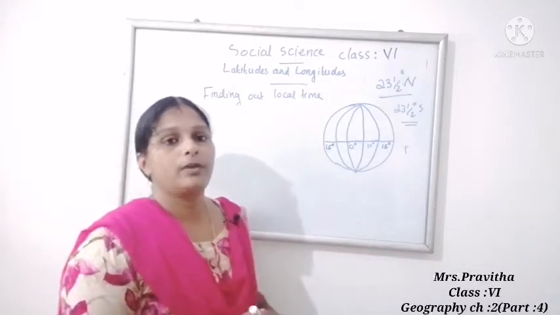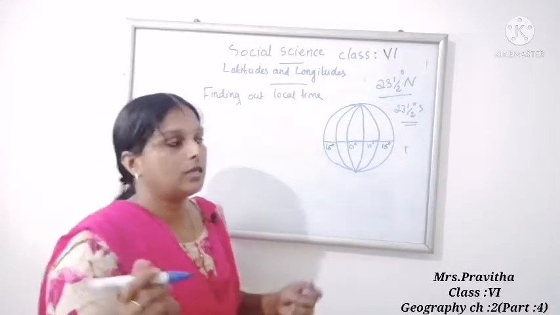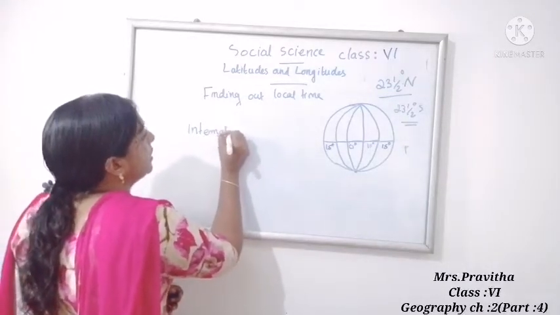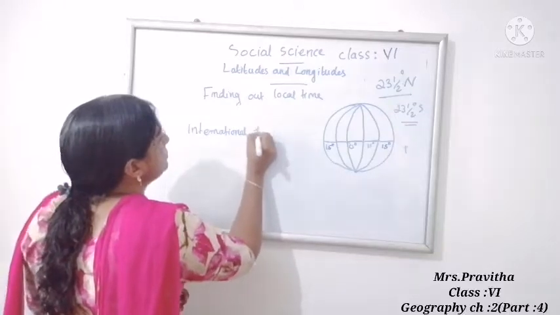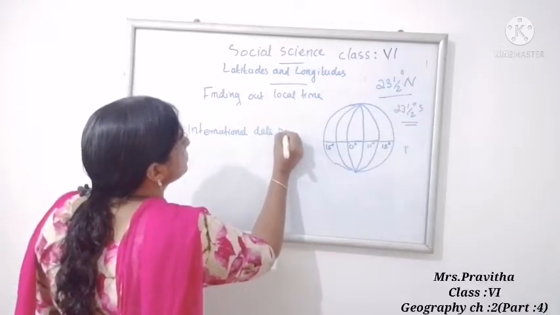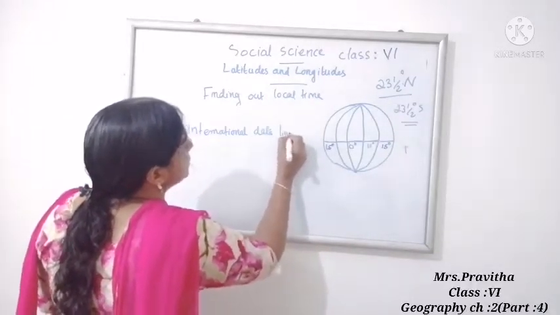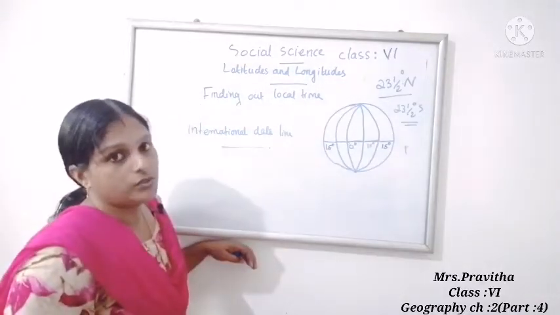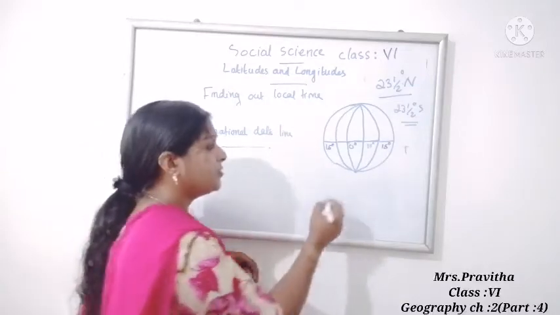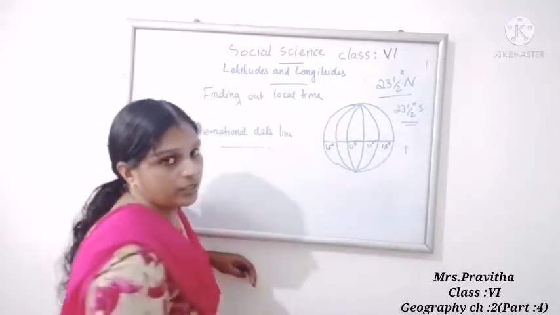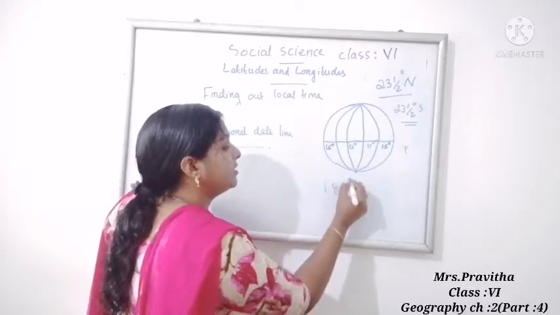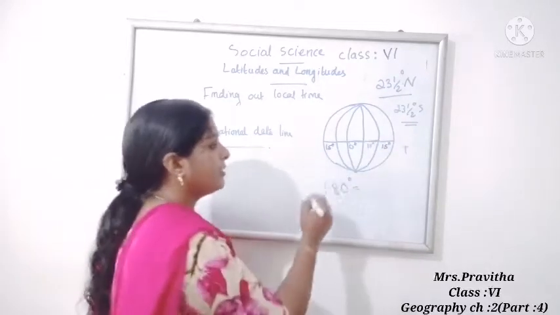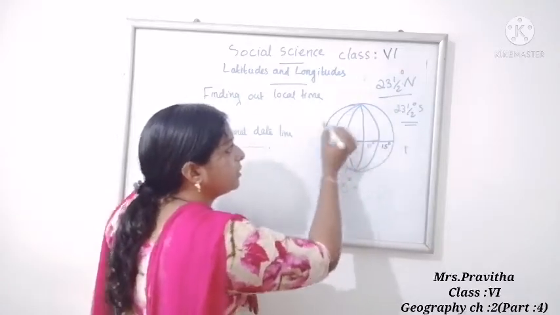Now a last topic is there in our textbook, that is international dateline. Okay children, ma'am told you 0 degree longitude is known as prime meridian. Just opposite of 0 degree we can see a 180 degree longitude. Ma'am told total longitude is 360 degree.